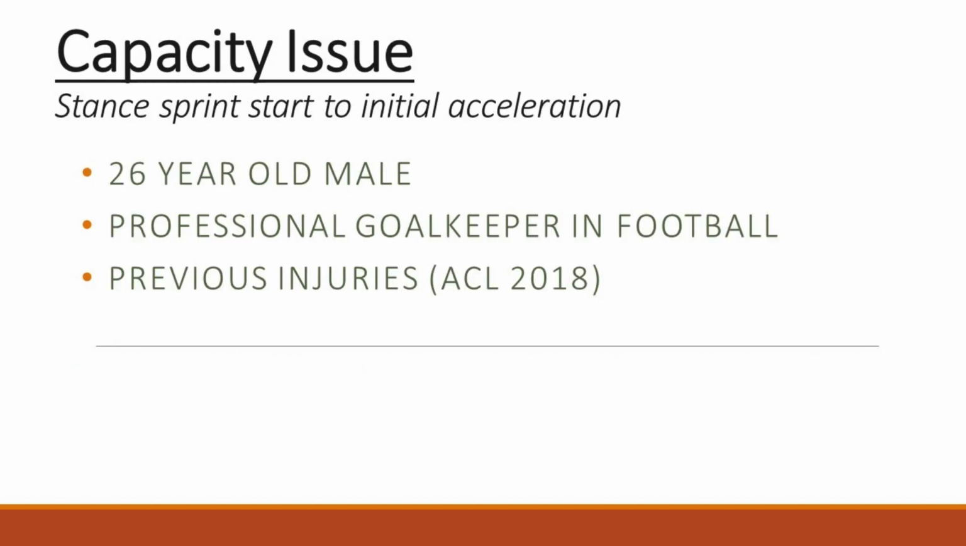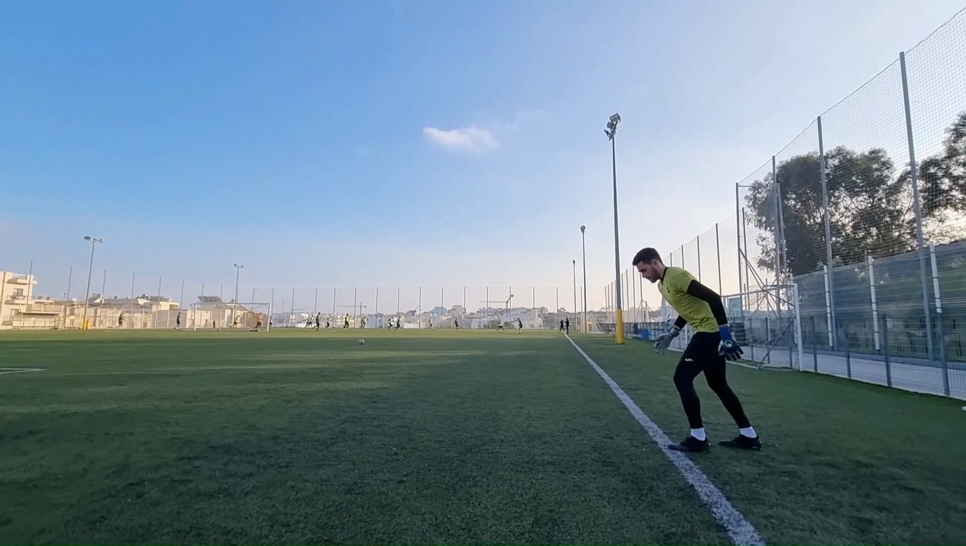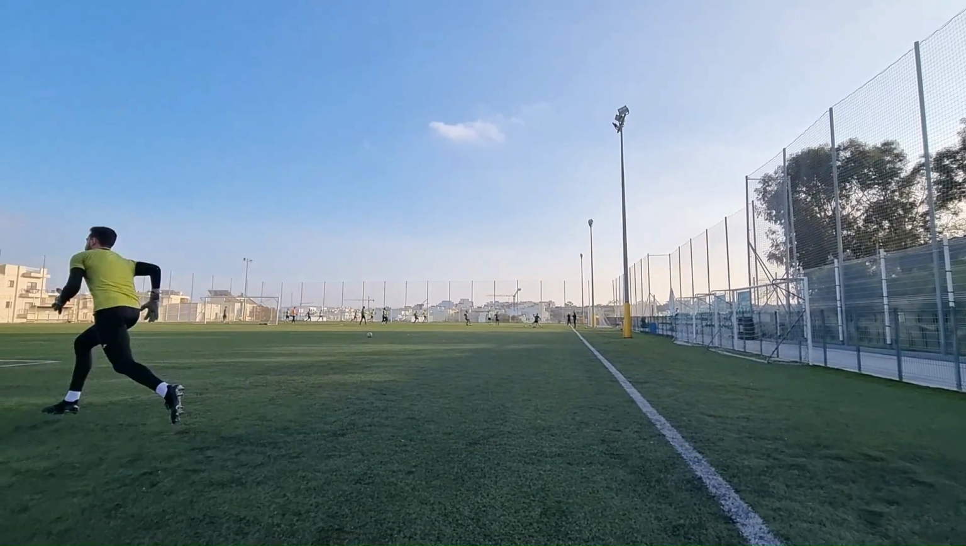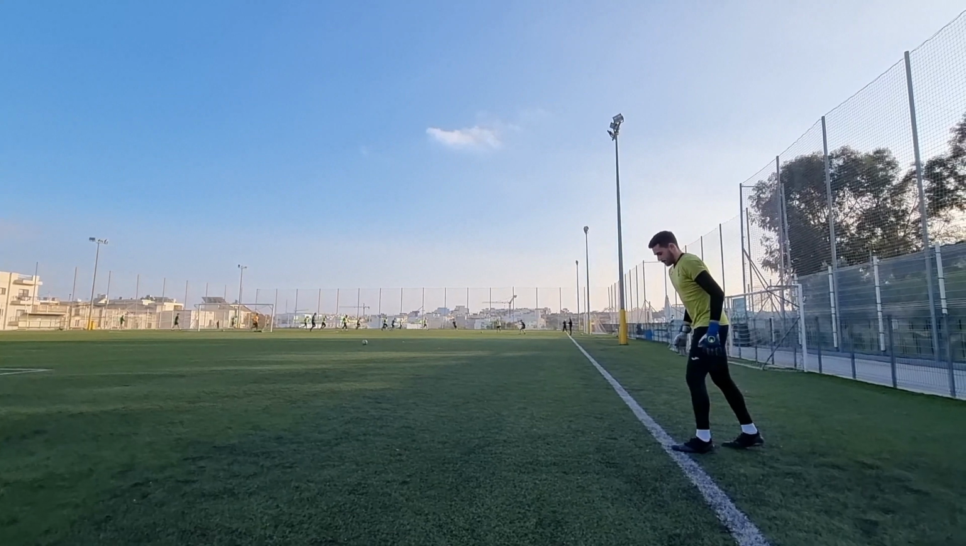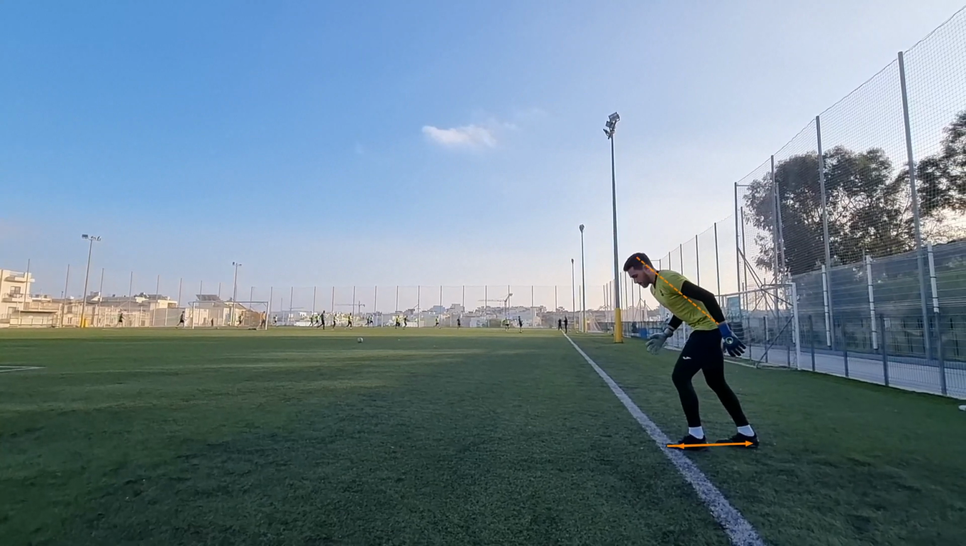The athlete, who was a professional goalkeeper with a previous history of an ACL injury approximately 5 years ago, has a lack of capacity during the speed drill. We start by looking at the athlete's sprint and how he performs the task. One could clearly note that the start position within this athlete is a closed and compact one with the back leg planted onto the ground.